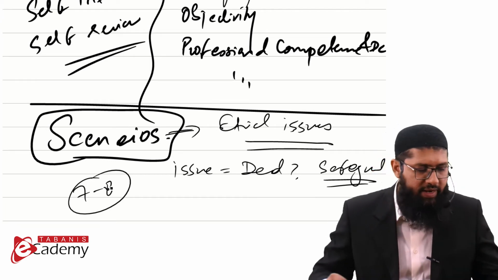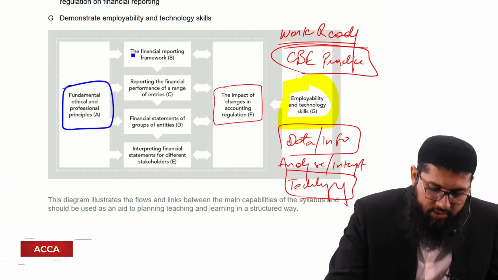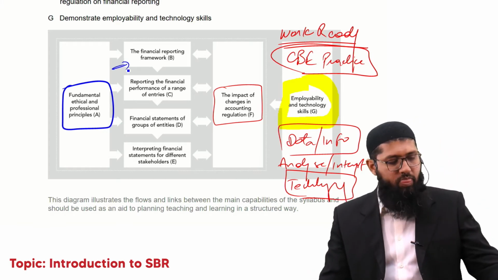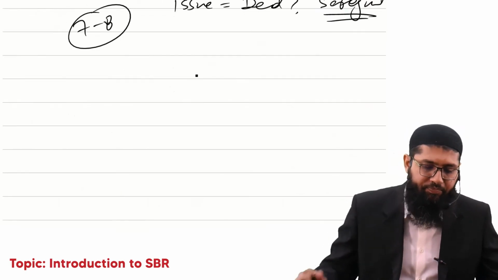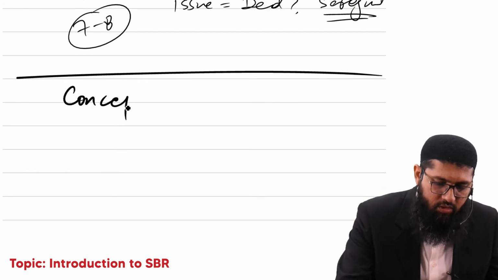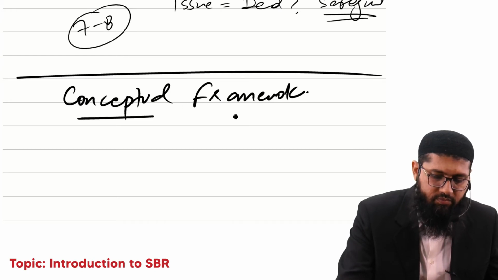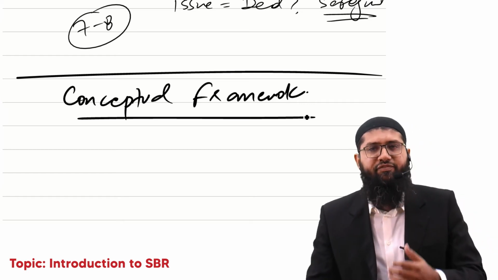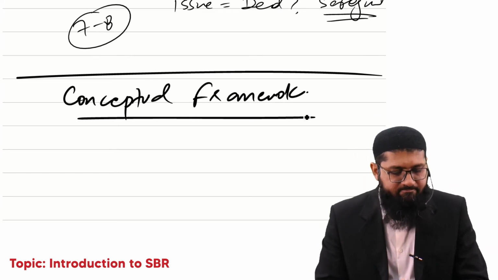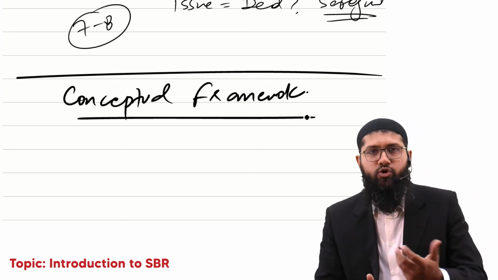Now let's move a bit forward and talk further. You have the other aspects of the syllabus, which is the financial reporting framework. Even at the F7 level, you do have an area which is the conceptual framework. I repeat, even at the F7 level, you do have a topic called the conceptual framework. Now, what exactly is this conceptual framework? Let me guide you about it.